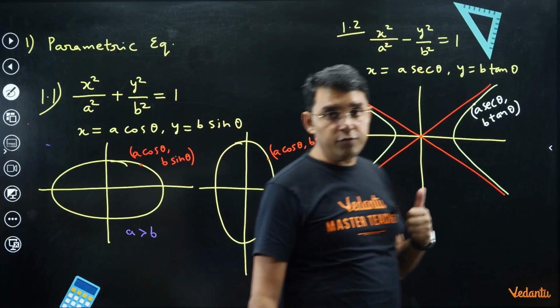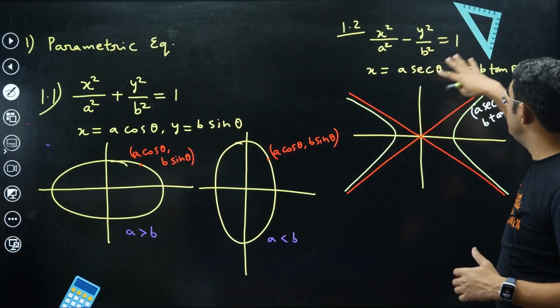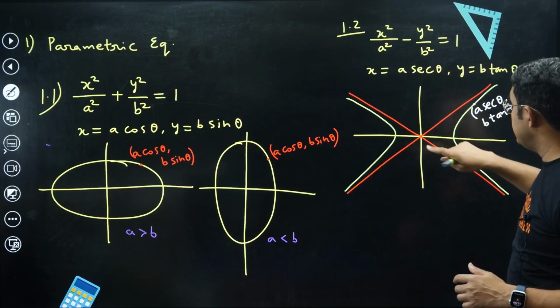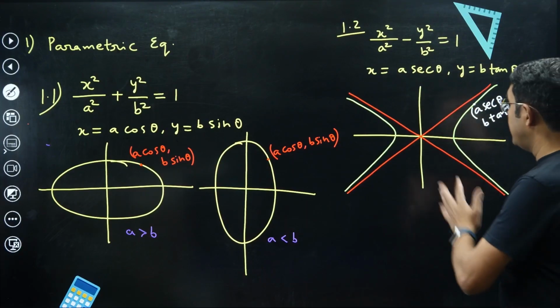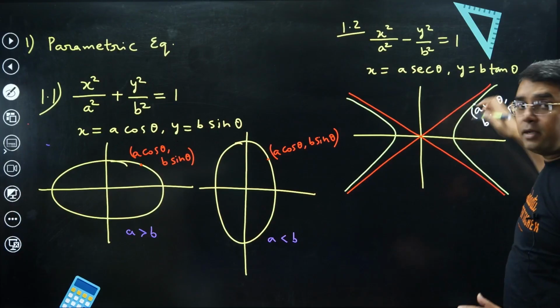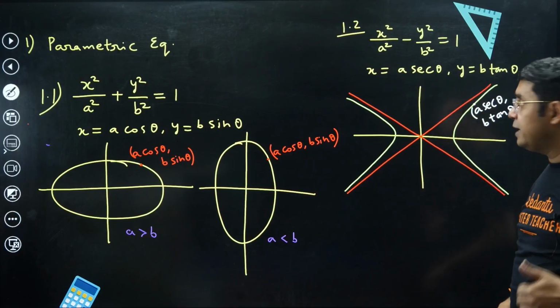But if you are looking at the hyperbola, that is x square upon a square minus y square upon b square is equal to 1, in this case the hyperbola will look like this. It will be opening on the right side and left side. Your point in parametric form can be taken as a secant theta comma b tan theta.